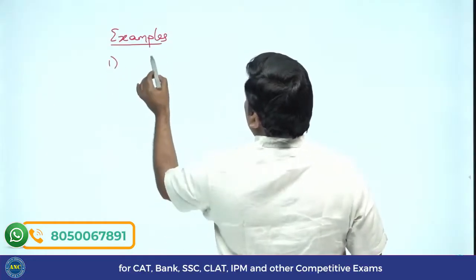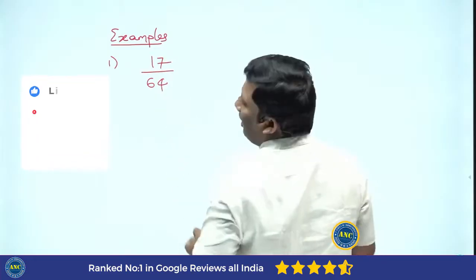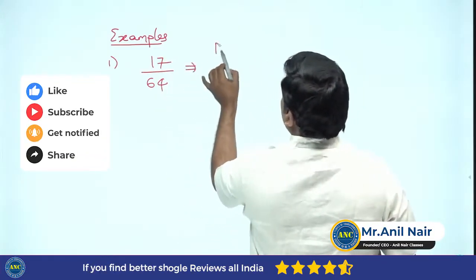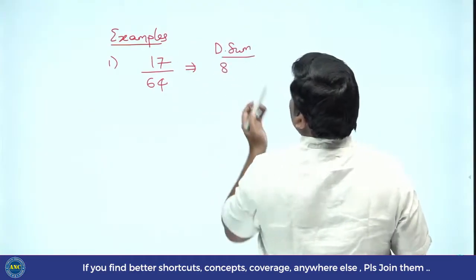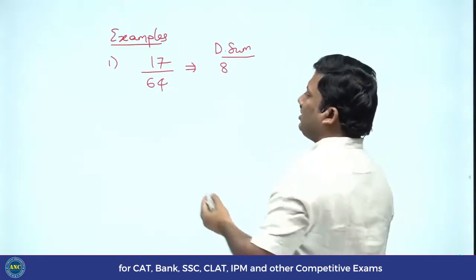First one, suppose 17 by 64. 64 digital sum is 1. So 1 plus 7, the digital sum, it is 8. I hope it is clear. 1 plus 7, it is 8.